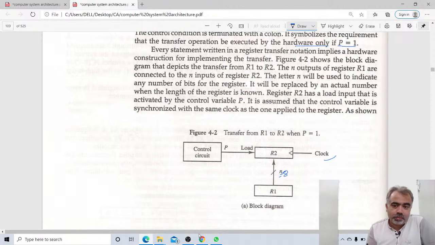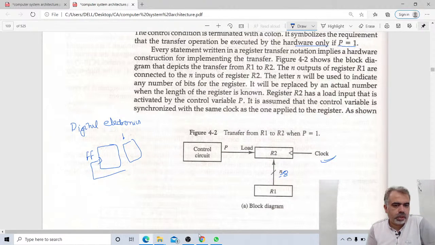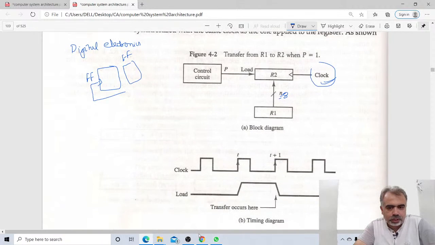And clock, many of you may be confused about why the clock is there. For this, I advise you to go and learn digital electronics. In digital electronics, it is taught that registers are made up of flip-flops, and in flip-flops there is a clock. This is a common clock, which may be connected to a number of flip-flops. I will not indulge myself in digital electronics now. If you have a doubt about why the clock is here, go and learn digital electronics. So let me quickly move to the next.